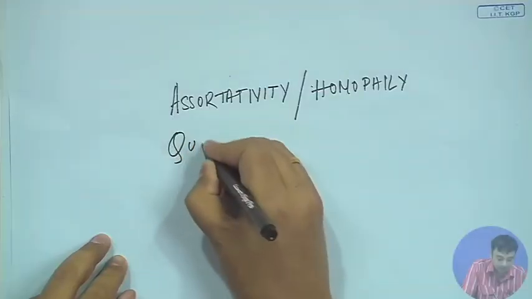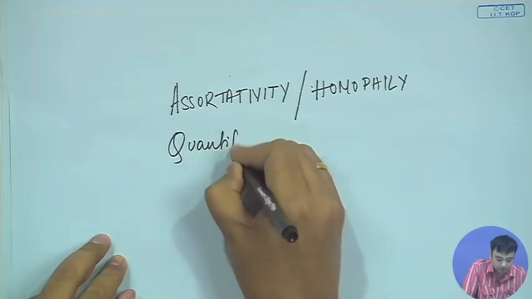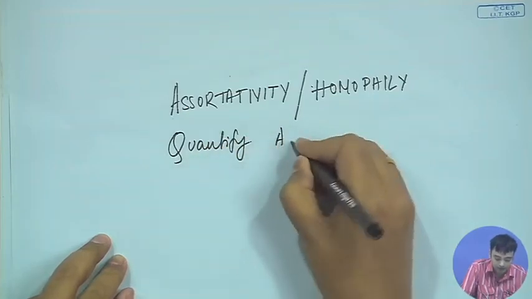Now, given this observation from various social networks, one immediate question is: how can we have a quantitative measure of this particular phenomenon? So, now we will see how to quantify assortativity.